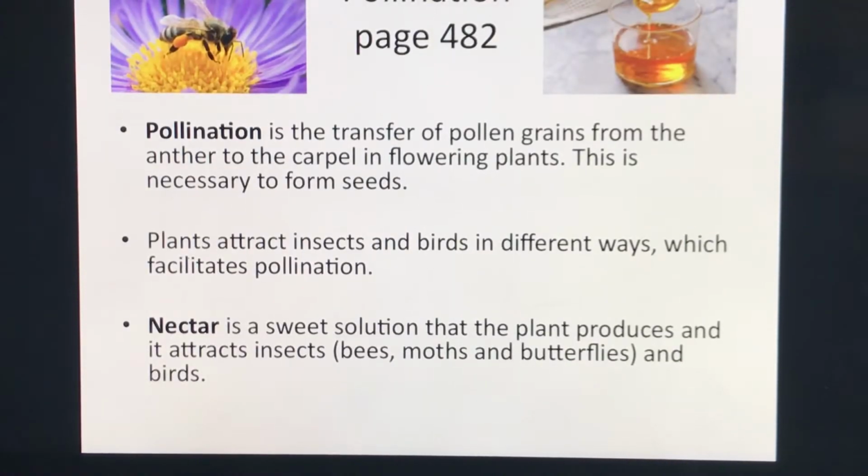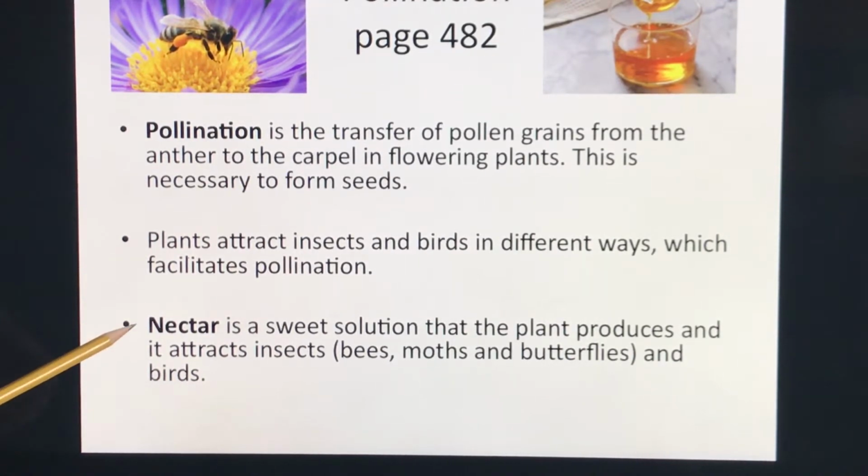And we're starting off this section with the concept of pollination, which is the transfer of pollen grains from the anther on a flower to the carpel, and it's necessary for the flower to form seeds. So the plant attracts insects and birds in different ways, which helps to facilitate pollination.